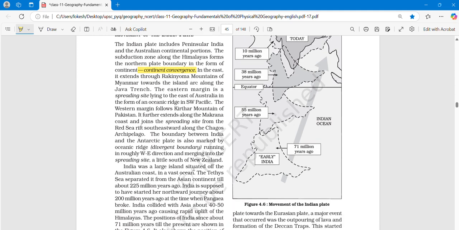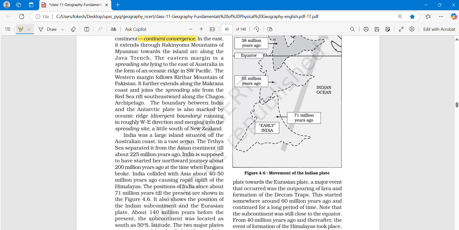India was a large island situated off the Australian coast in the vast ocean. The Tethys Sea separated it from the Asian continent till about 225 million years ago. India is supposed to have started her northward journey about 200 million years ago, at the time when Pangaea broke. India collided with Asia about 40-50 million years ago, causing rapid uplift of the Himalayas. The position of India is shown in the figure.